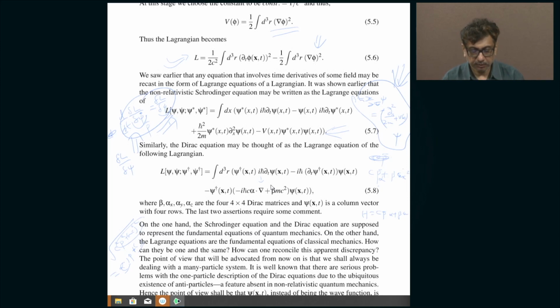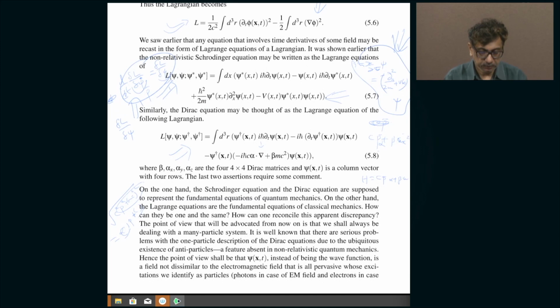But then you could also derive Dirac's equation as a Lagrange equation of a suitable Lagrangian, and that suitable Lagrangian is exactly this. Now is the important point. I am going to read this paragraph. It says that on the one hand the Schrodinger equation and the Dirac equation are supposed to represent the fundamental equations of quantum mechanics. On the other hand, the Lagrange equations are the fundamental equations of classical mechanics.